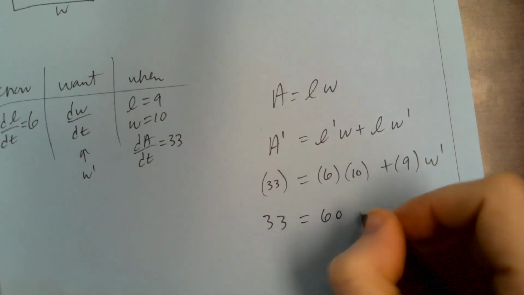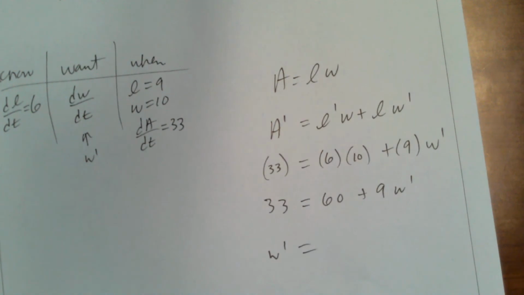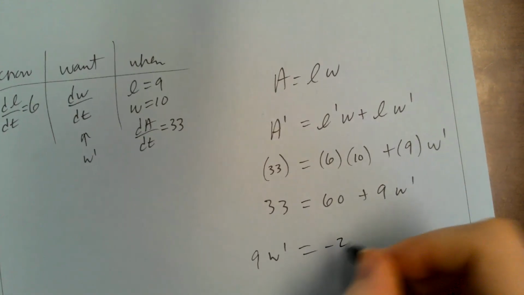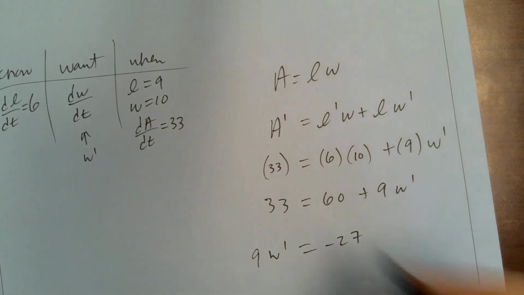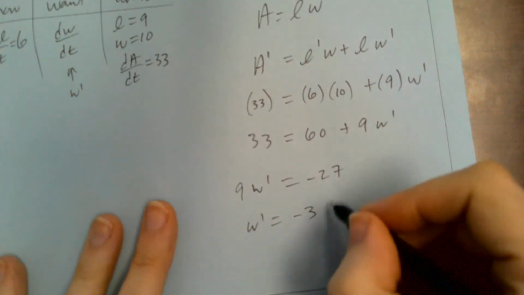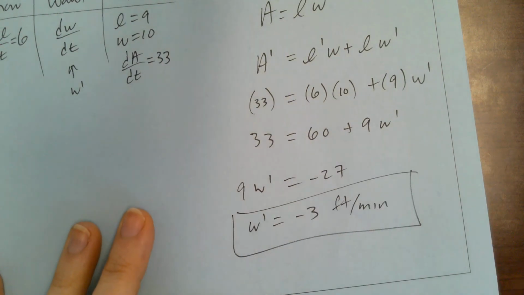33 equals 60 plus 9 W prime. W prime equals, let me just save us some time, all right, 9 W prime is negative 27. So W prime is negative 3 feet per minute. All right, now that was part of it.